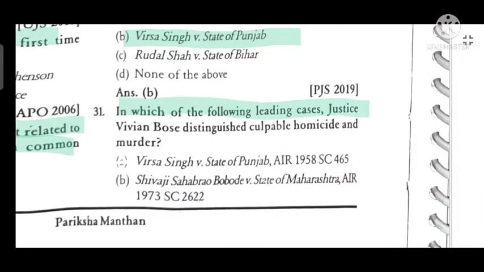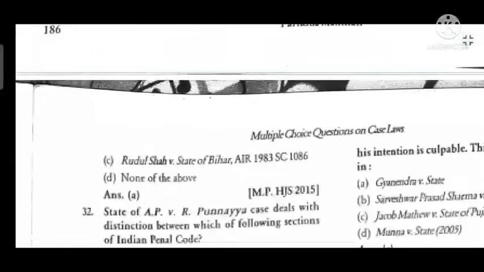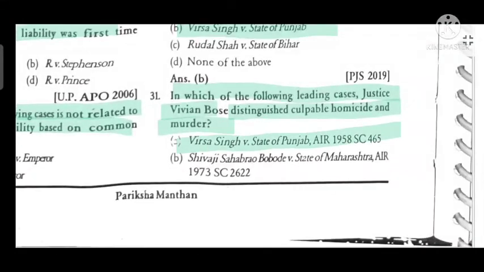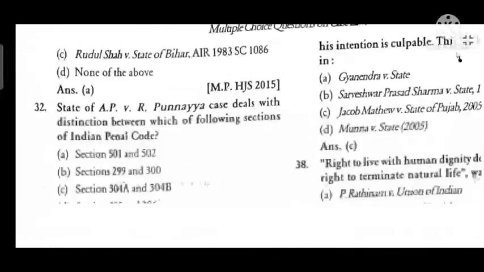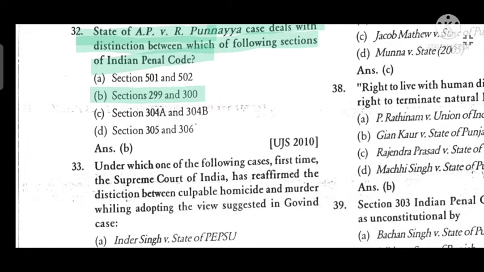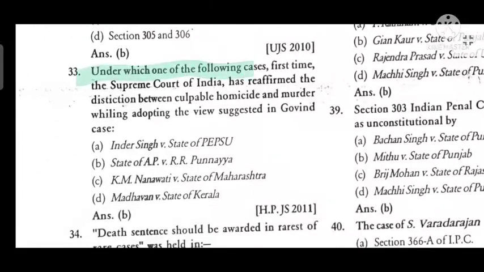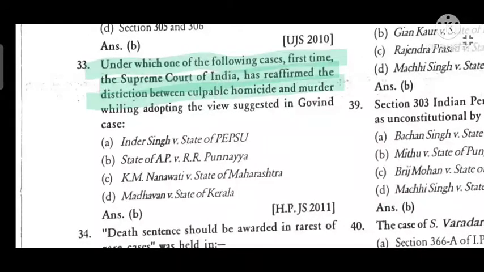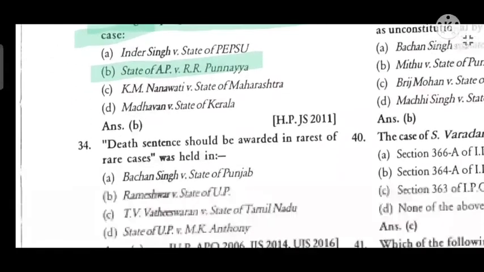In which one of the following leading cases did Justice Vivian Bose distinguish culpable homicide and murder? Virsa Singh versus State of Punjab, 1958. State of AP versus R Punnayya case deals with the distinction between which of the following sections of IPC? Sections 299 and 300. In which case did the Supreme Court of India for the first time reaffirm the distinction between culpable homicide and murder while adopting the view suggested in the Govinda case? State of AP versus R Punnayya.